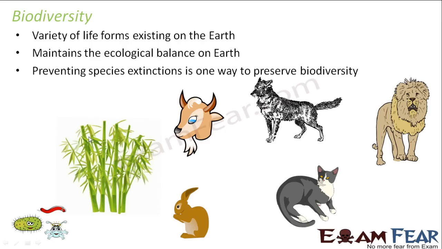And how can we preserve biodiversity? By preventing species extinction. We should try to preserve as many varieties of life as possible. We should not let species become extinct. So now, to study this huge variety of life, we will talk about nomenclature and identification. These are the two processes which actually help us in studying the huge variety of life forms that exist on earth. So let us see what nomenclature is and what identification is.